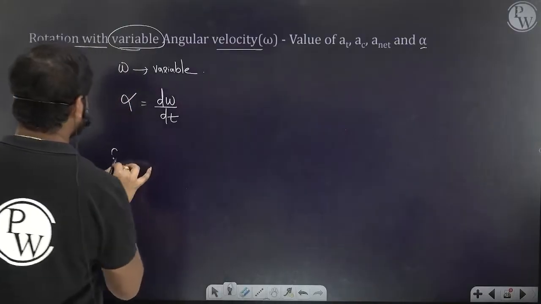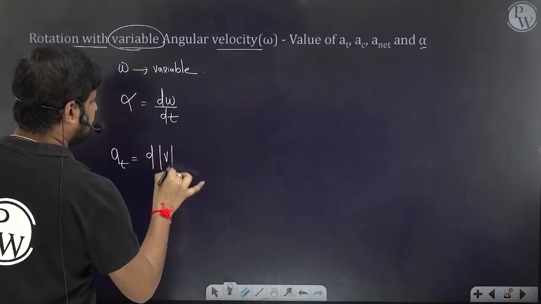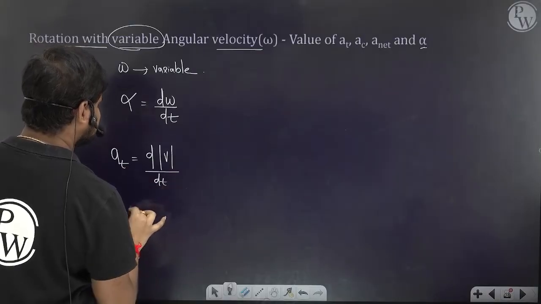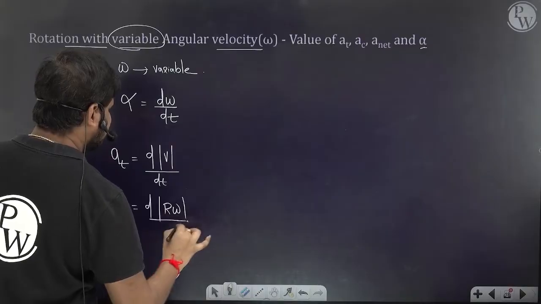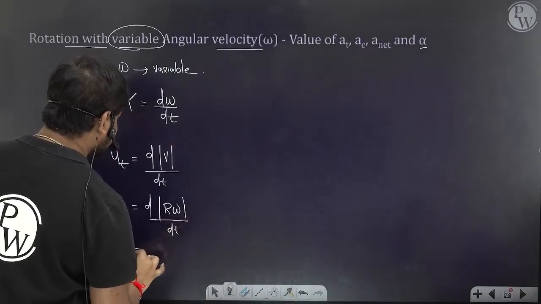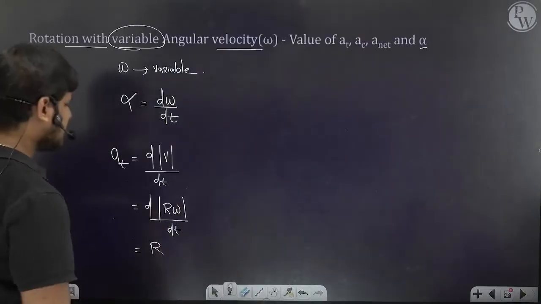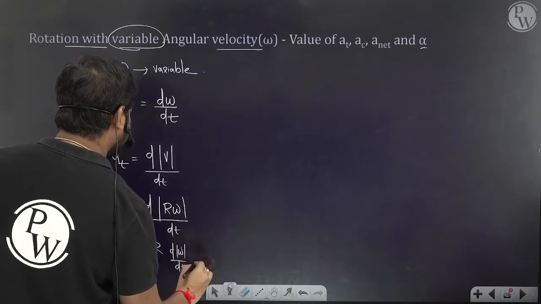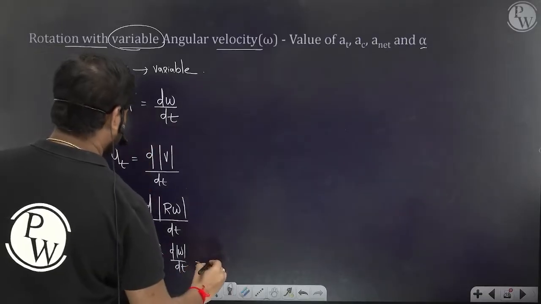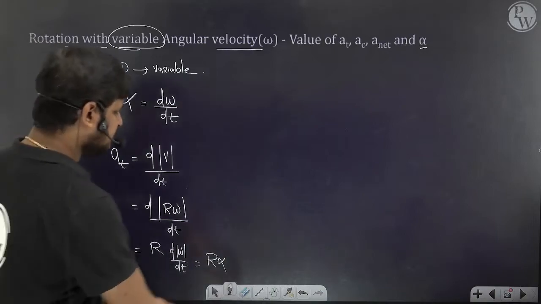The tangential acceleration a_t will be equals to dv by dt. So in place of v, we can write r omega, so d(r omega) by dt. Now r is constant, omega is variable, so I can write r times d omega by dt. What is d omega by dt? Just now we wrote alpha. Therefore the tangential acceleration is equals to r alpha in this particular case.